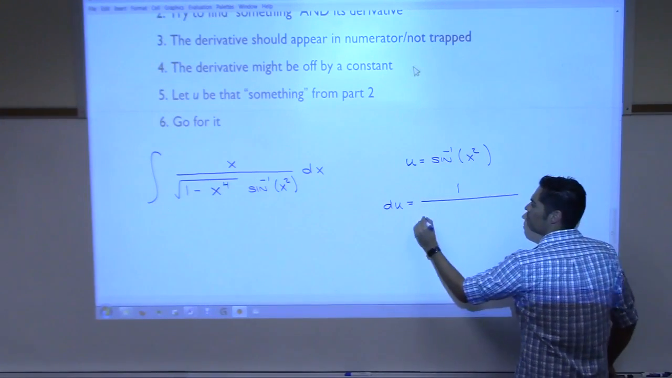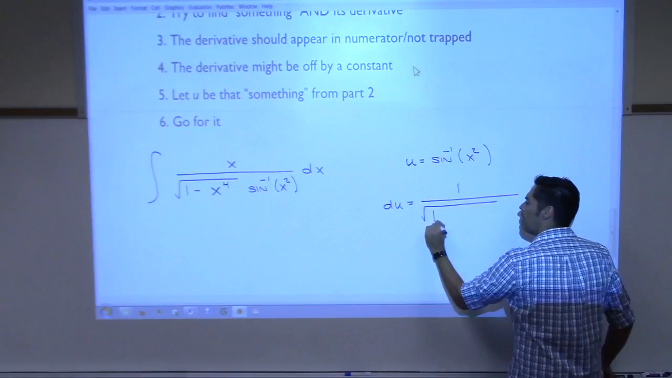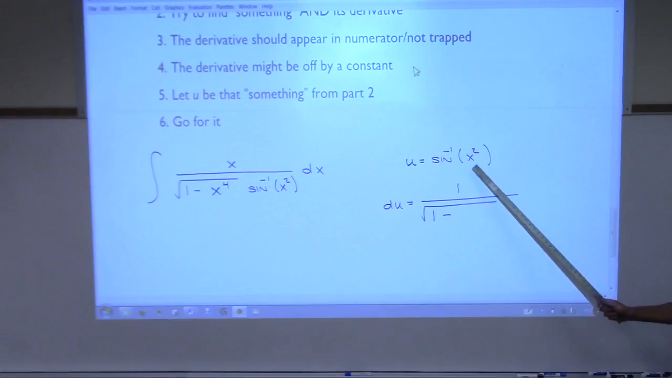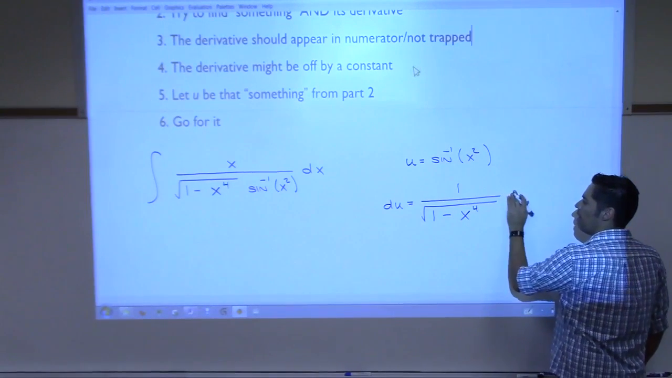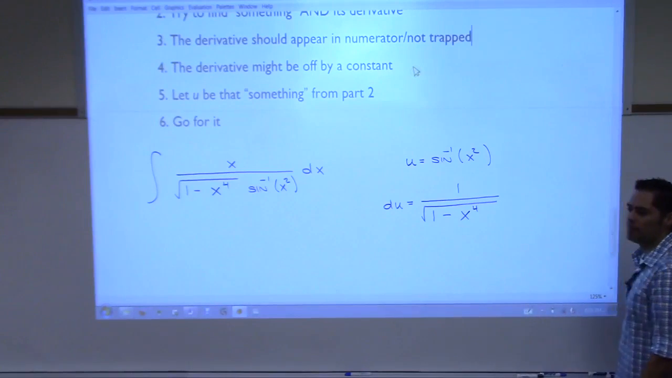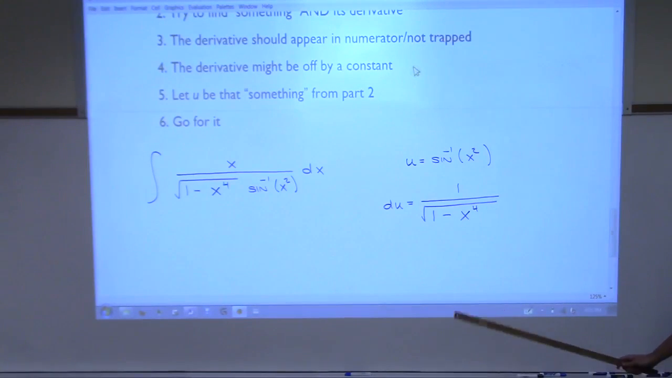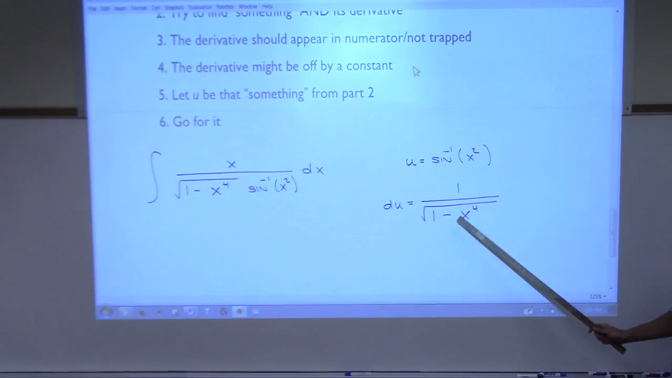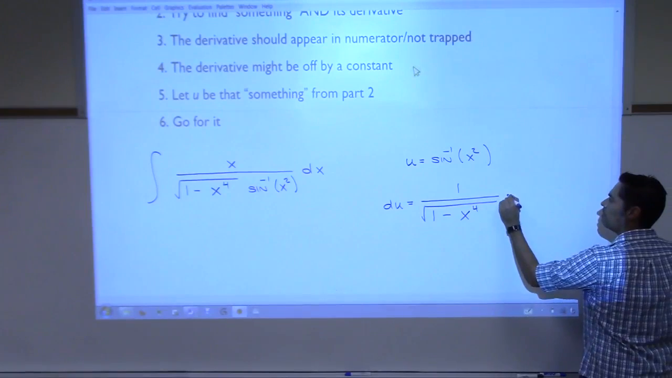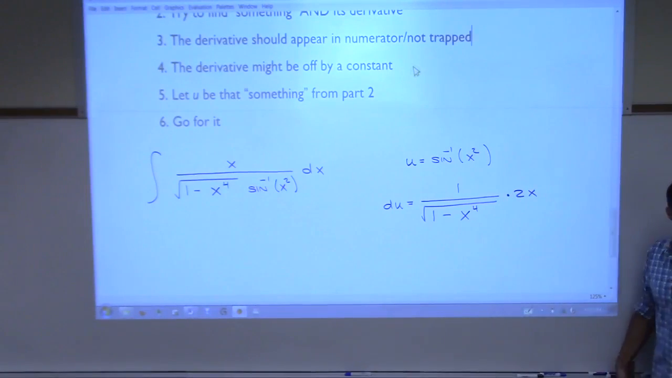1 over root of 1 minus whatever was in there squared. What's x squared squared? X to the 4th. Okay. And then, you're not done. Times, that was just the derivative of arc sine of something. Now you have to take the derivative of what's in here, which is 2x, right?